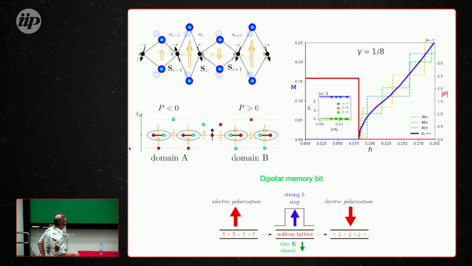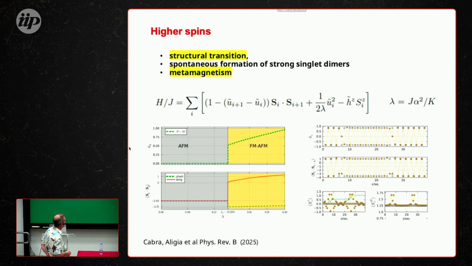So the idea, just to sell the product, is that imagine you have a small poling field and you have one electric polarization in your system here. Then you create a strong magnetic field step to go here, and you kill this polarization via this soliton lattice. Then with a tiny signal in the opposite direction, you get the opposite. Once you turn off, you go back to the polarized region with the other polarization. That's just to play around.